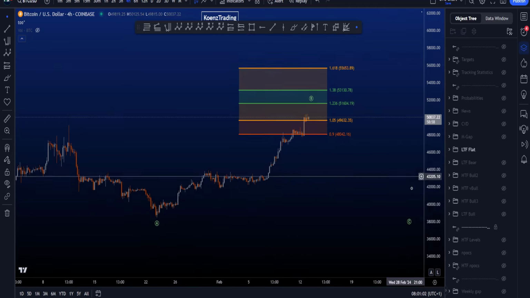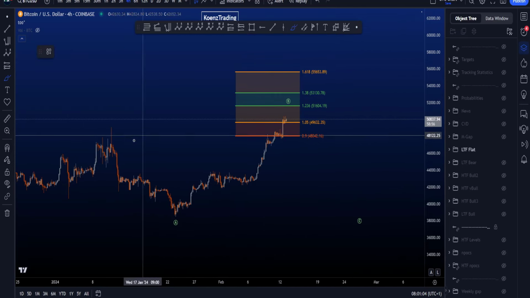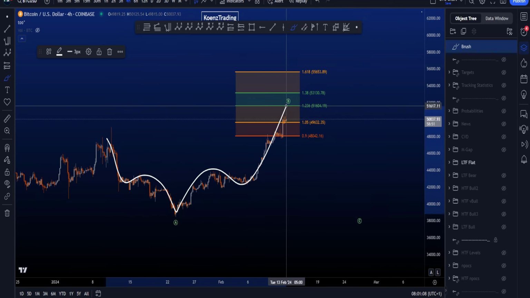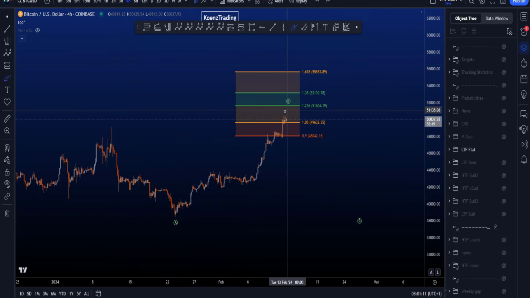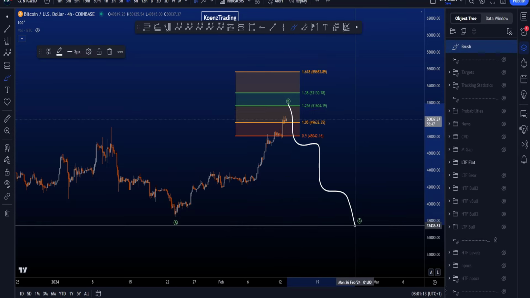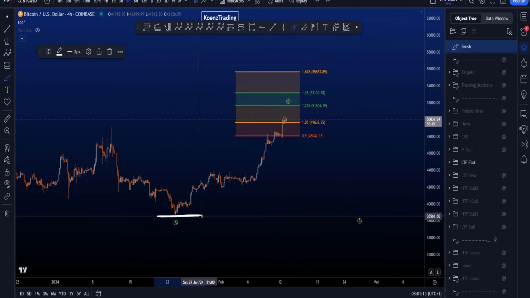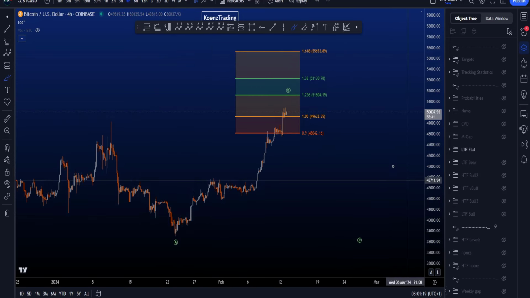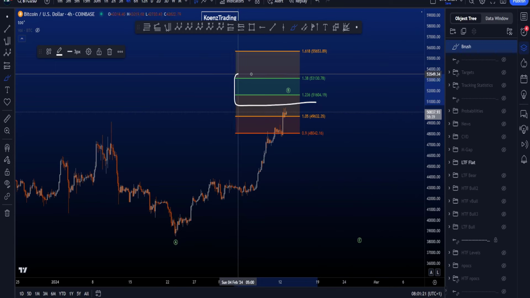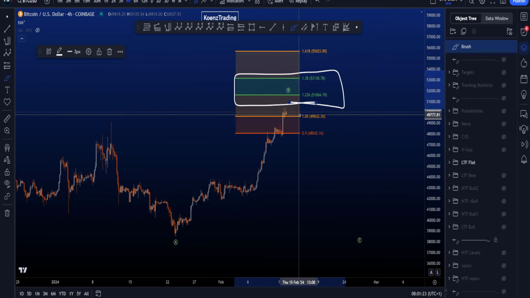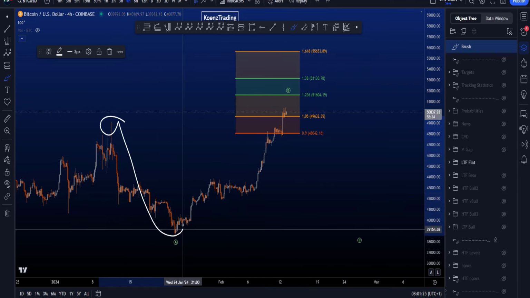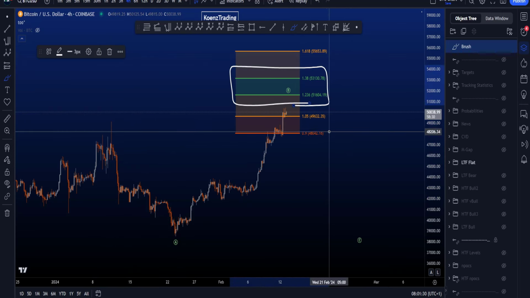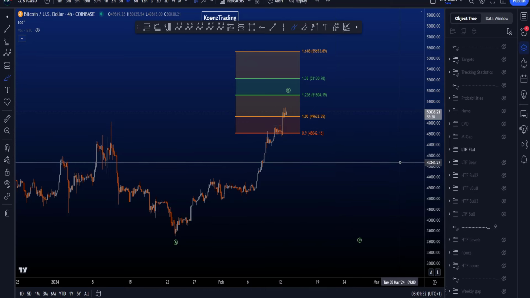Now this ABC could then be part of a bigger flat structure. Here you're looking for a 3-wave A zigzag, 3-wave B, also a zigzag, which is most common in a wave B. And then you're going to be looking for a 5-wave C to the downside, preferably taking the low of wave A in an expanding flat. Most common target area for an expanding flat is between the 1.236 and the 1.38 Fibonacci taken from the high to the low of A, which gives you a target area between 51.6k and 53.1k.